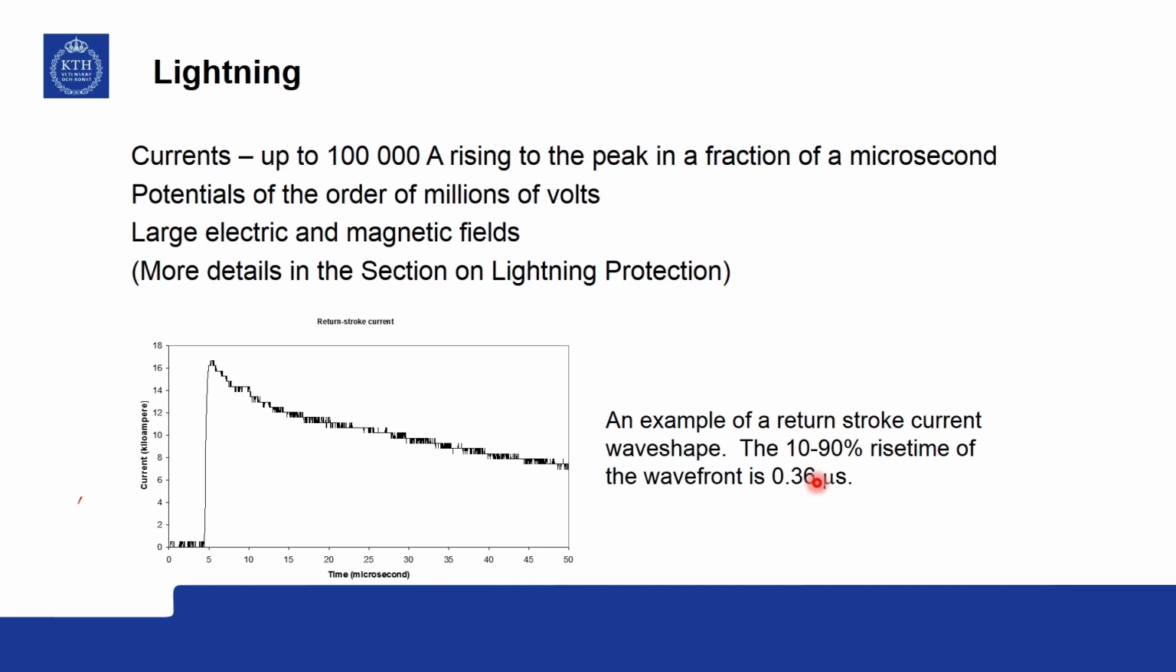So, currents up to 100,000 ampere, rising to the peak in a fraction of a microsecond, can be produced by lightning return strokes, and the potentials can be of the order of millions of volt, and this produces very large electric and magnetic fields. Very close to the lightning, you can have fields of the order of 100 kilovolts per meter, that is extremely high electric fields. More details we can see in the lightning protection.